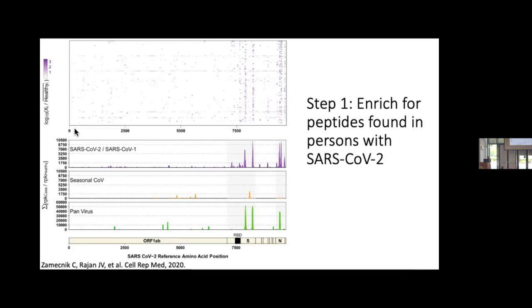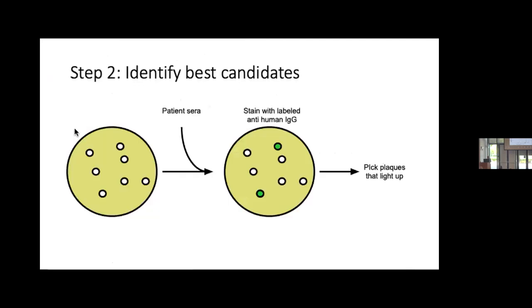There was very little cross-reactivity between seasonal and SARS-CoV-2. And we'd also previously built a pan-viral profiling library. What you can see is that the results from the pan-virus library are similar to what we got from our SARS-CoV-2 specific library. Although in this case, what we mostly pulled down were bat coronavirus peptides, unsurprising since we know that that was the ultimate source of SARS-CoV-2.